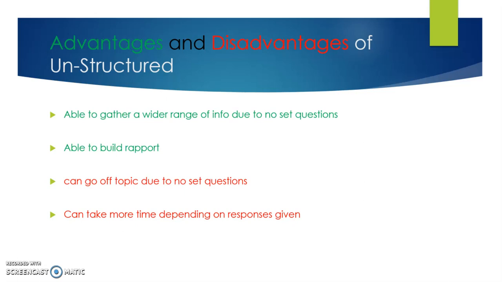On the other hand, disadvantages are that there is a chance you could go off topic due to not having questions written down that you have to ask. There is a chance that you could rapidly go off topic and then not get the data that you want. And also, unstructured interviews can take more time depending on the responses that you get, because as a researcher you have to be very patient and not rush the participants and let them voice their whole opinion.